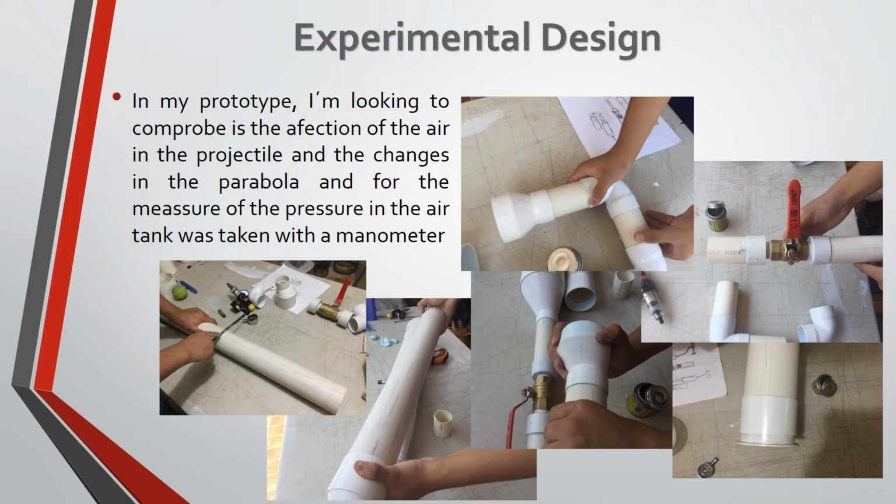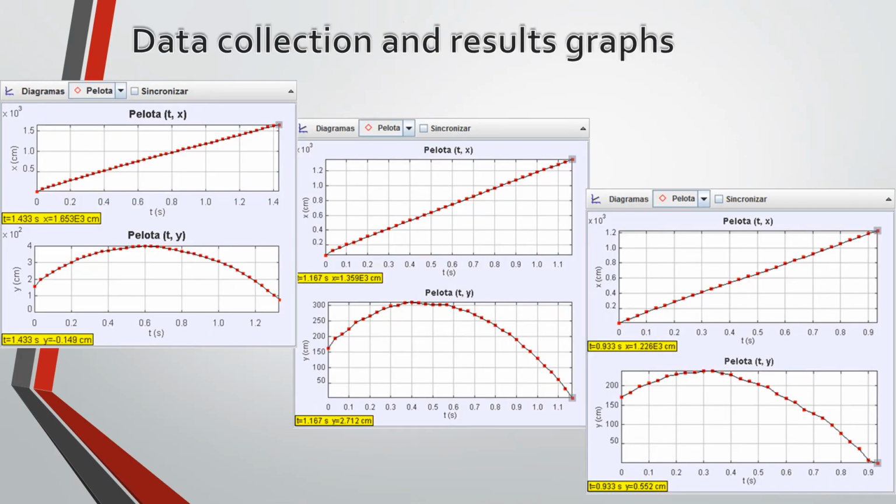In the prototype I built, I am looking to compare the effect of the air on the projectile and the changes in the parabola. The pressure in the air tank was measured with a manometer. As you can see in these graphs, the shots were really different because the angle used to shoot was different in every single shot, affecting the distance and the path the projectile follows.